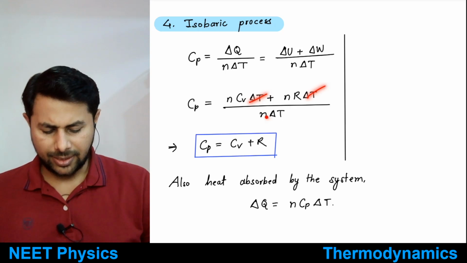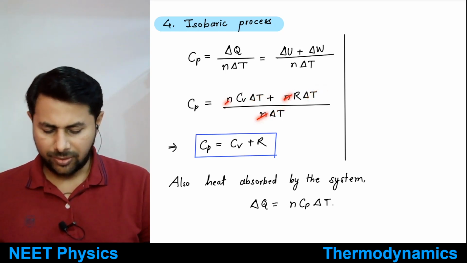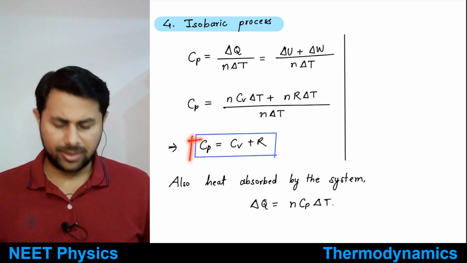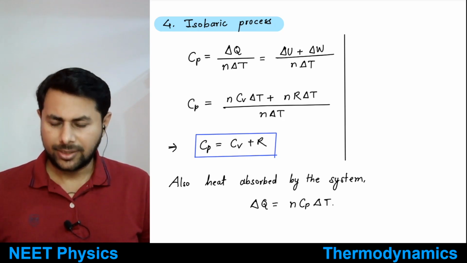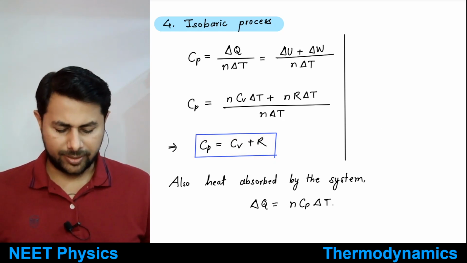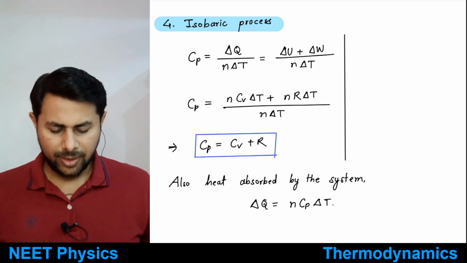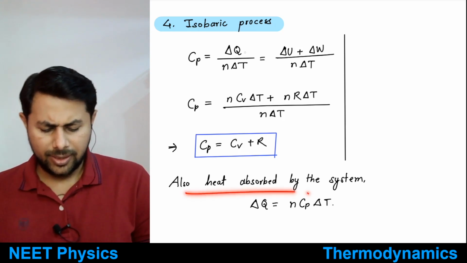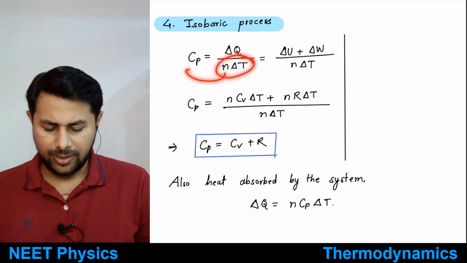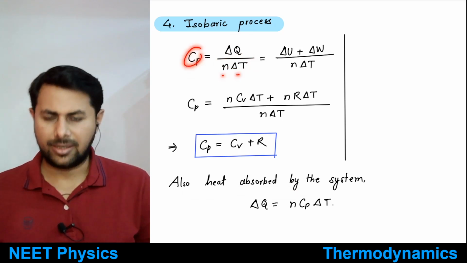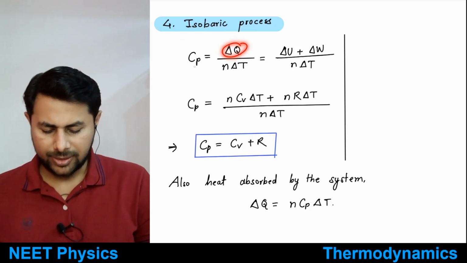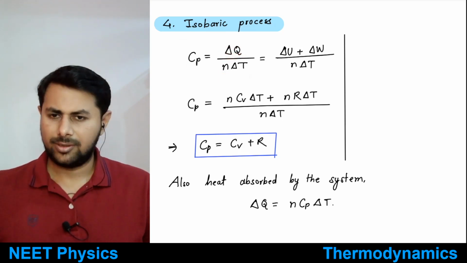So here delta T and delta T get cancelled. You can cancel out n also, and you get Cp is equal to Cv plus R. So this is the Mayer's relation that we saw in the last chapter too. Cp is equal to Cv plus R, or Cp minus Cv is equal to R. And one more thing, you can just rewrite this equation in this way: delta Q is equal to Cp times n delta T. So in case of an isobaric process, delta Q can be written as what? Cp times n delta T. This thing is clear?